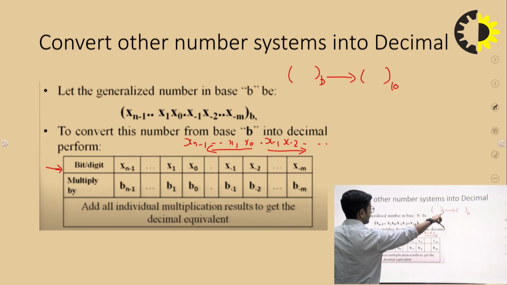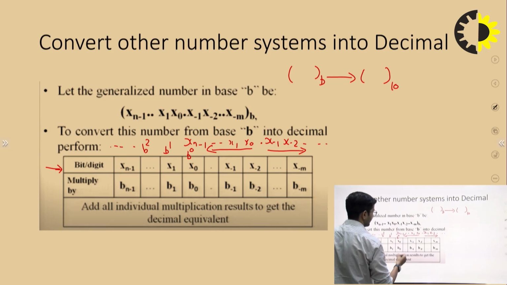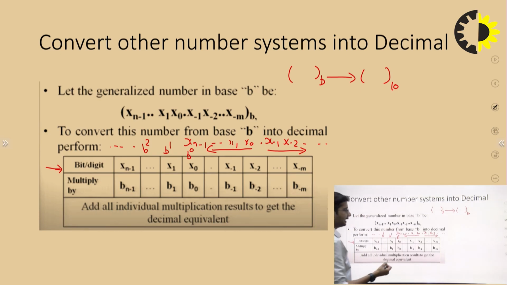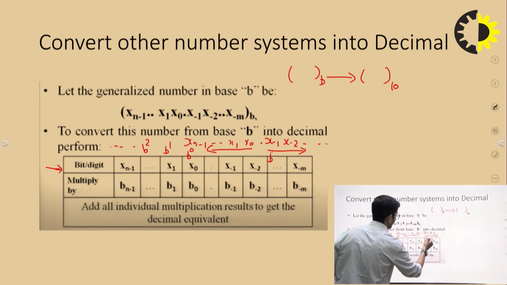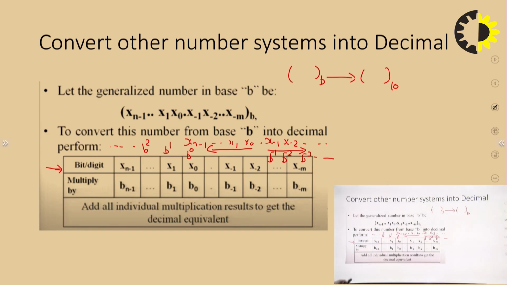If we are converting some base to the decimal, then we have to multiply by the base powers. For x0, the power of b is b to the power of 0. For x1, the power is b to the power of 1, then b to the power of 2 and so on. Whereas after the fractional part, the powers are negative, like b to the power of minus 1, b to the power of minus 2, b to the power of minus 3 and so on. So that's how we can convert any number system into a decimal number.